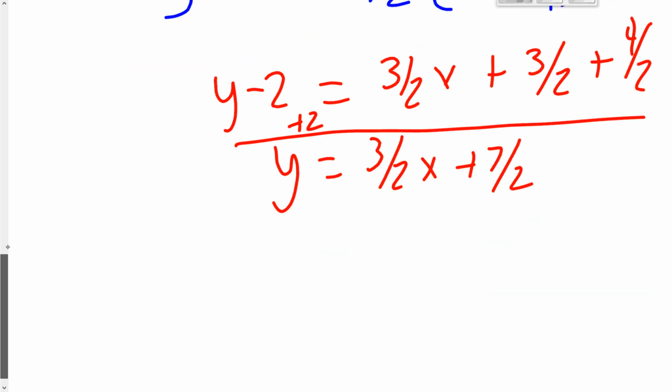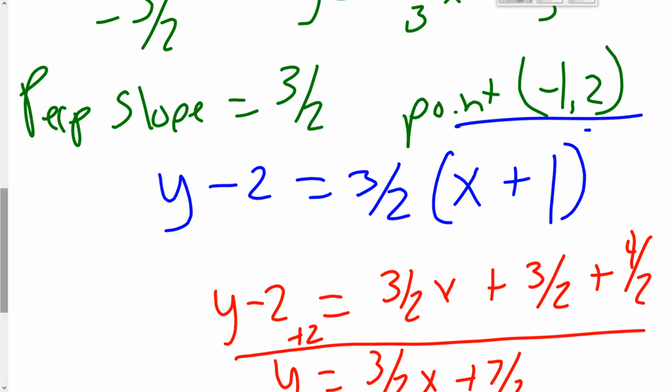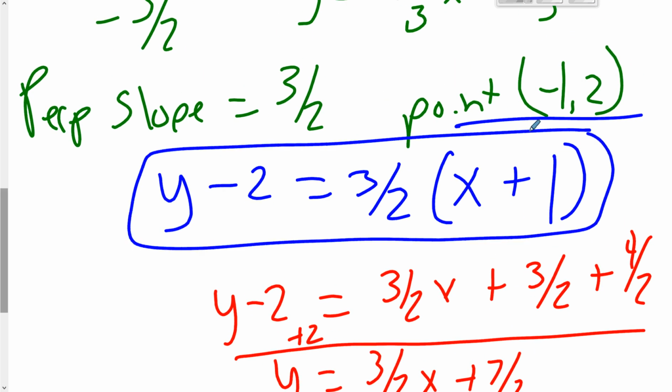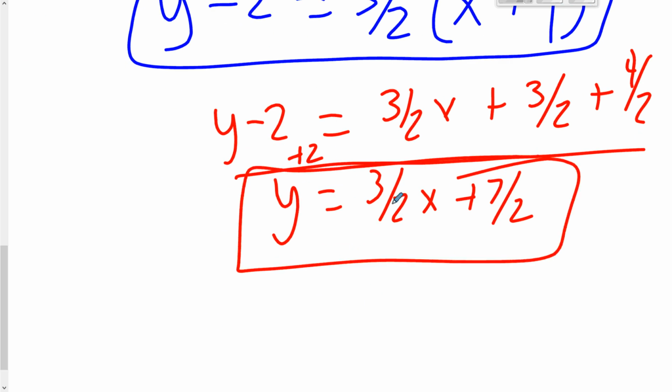So you could literally stop right here. If it doesn't ask you for what form, then stop right here. Don't do any more work than you need to. But if it says put it in slope-intercept form, then you need to take it one step farther. Distribute the slope and solve for y.